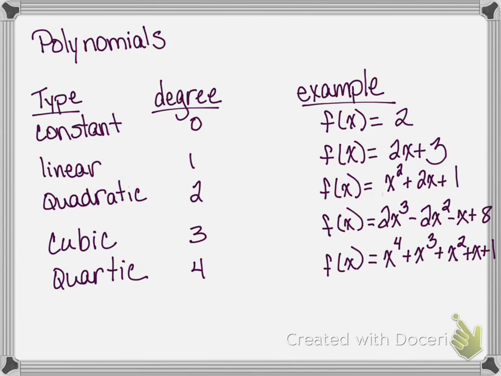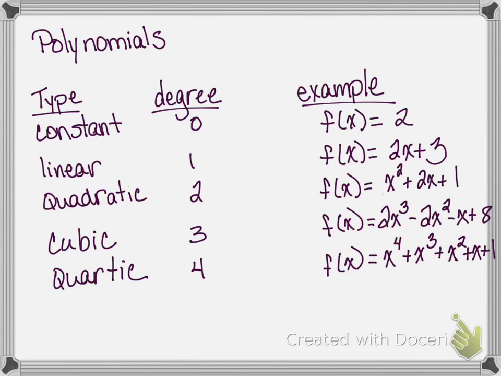The next one's a cubic. Cubic is a variable raised to the third power, and that's my highest exponent. We know what that looks like because we talked about the parent function of a cubic. Quartic is if my variable is raised to the fourth power.